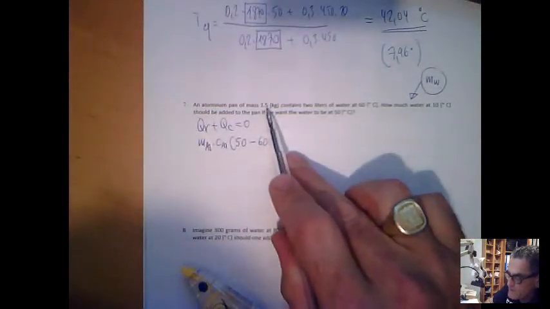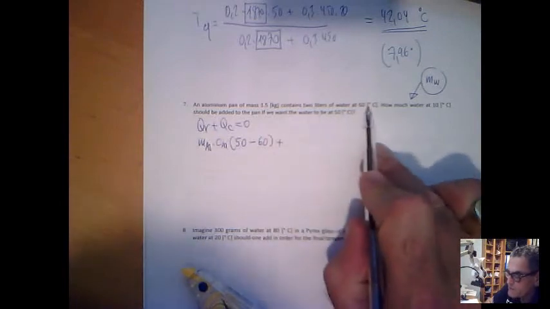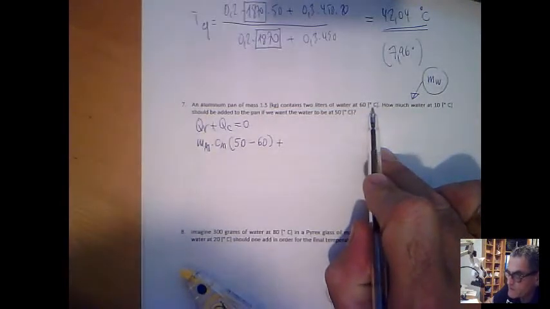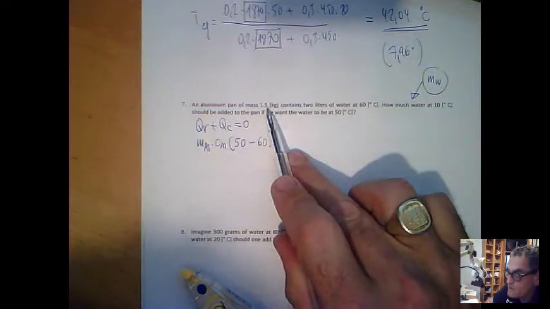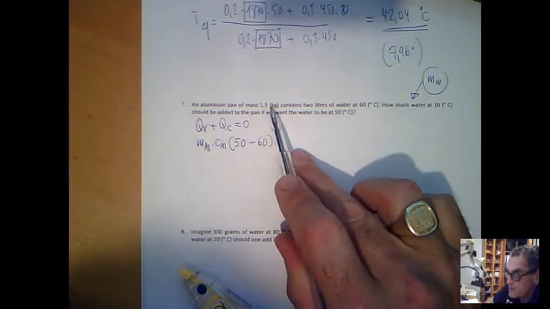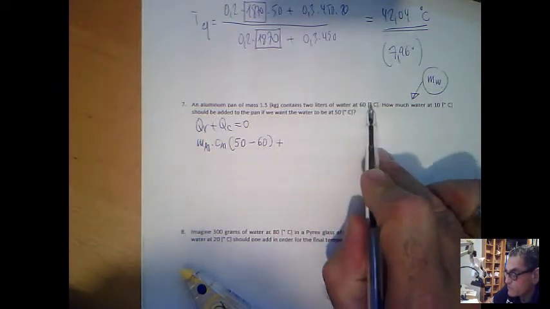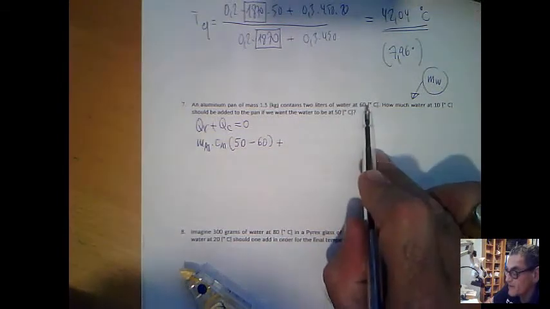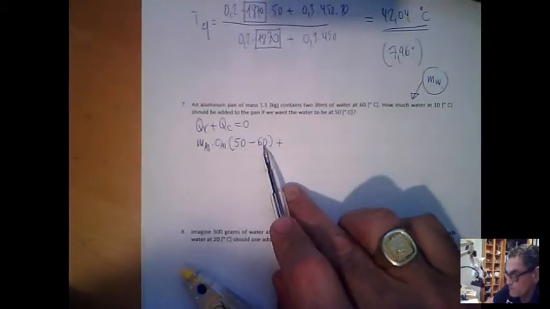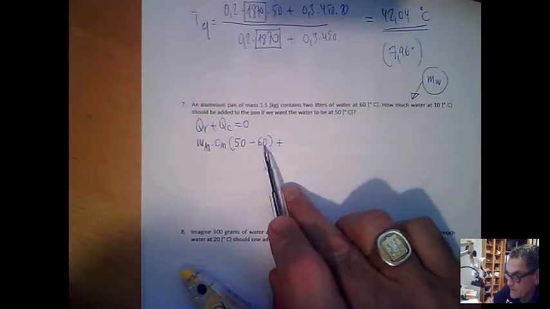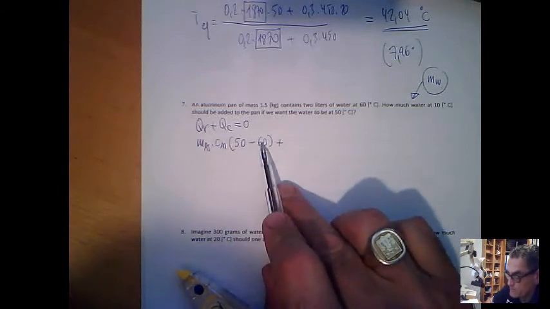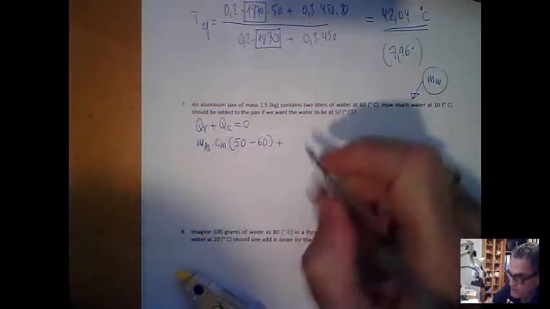So because the aluminium pan initially contains 2 liters of water at 60, we suppose that it's in thermal equilibrium with the water. So the pan is naturally at the same temperature of the water, okay? So the initial temperature of the pan is also 60.